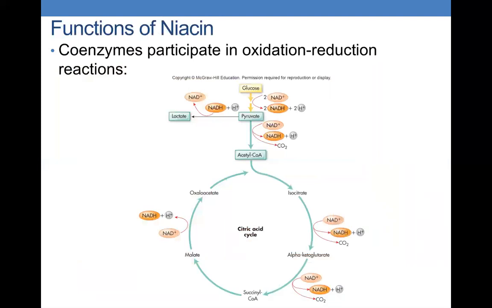Functions of niacin. So here you see NAD and NADH, and that is the coenzyme form of niacin. You can see here it is participating in the conversion of glucose to pyruvate, pyruvate to acetyl-CoA, as well as the citric acid cycle. And niacin functions in about 200 reactions in metabolism, all of which help to produce ATP, so it is absolutely crucial for our bodies.